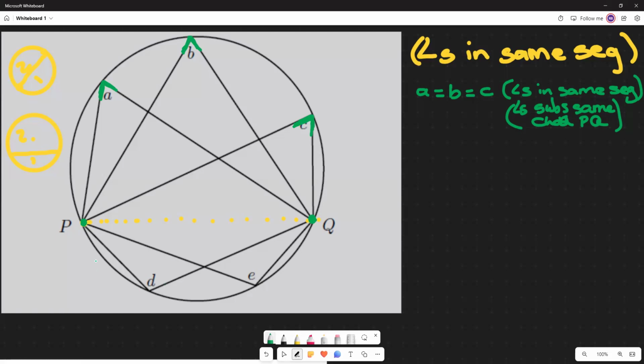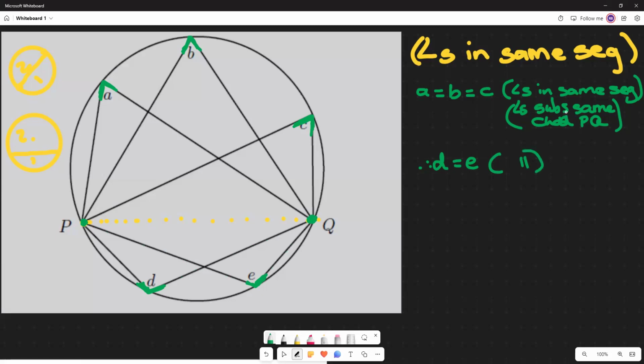But someone can ask, PQ also subtends D and E on the smaller segment. So PQ subtends D, because if you check D, D is formed by this line, which is from P, and it's also formed by this line, which is from Q. Similarly with E, E is formed by this line, which is from Q, and it's also formed by that line, which is from P. So we can conclude that D and E are equal as well. And then you're going to say angles subtended by the same chord PQ.